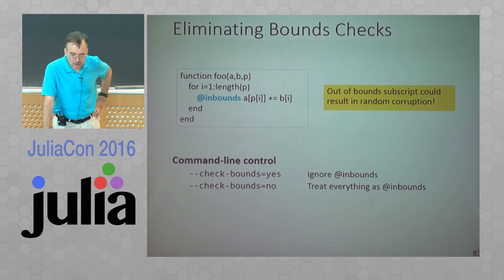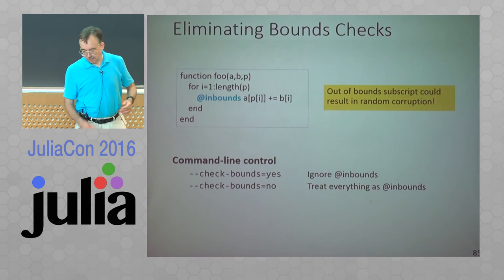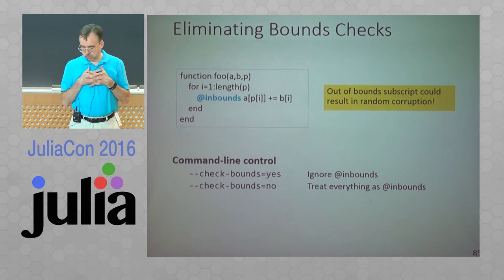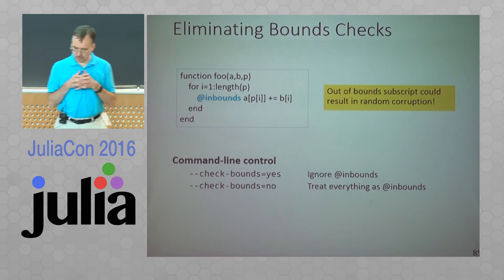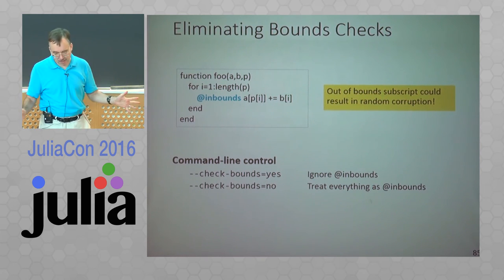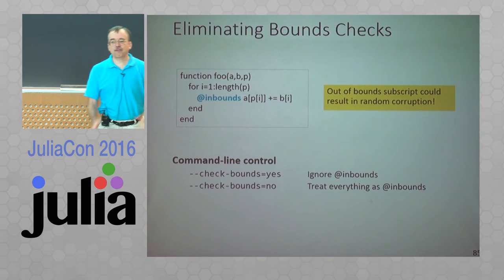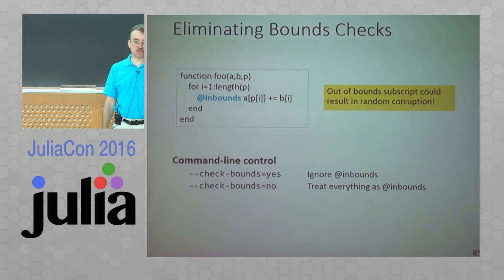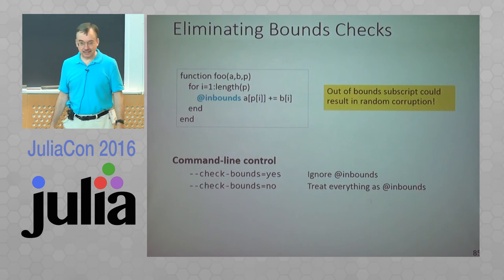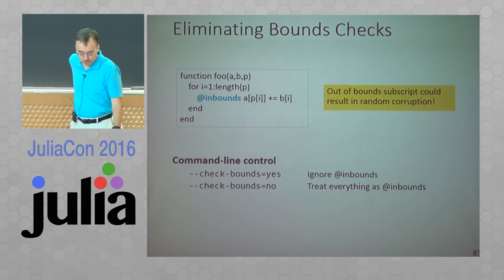And there are also command line controls that can flip things in both directions. Say check-bounds=yes. Wait, I don't like the way I've written that slide. Check-bounds=yes basically checks the bounds everywhere and just ignores the @inbounds command. So if you have code that's crashing, you think, oh gosh, maybe I messed up with the @inbounds and something really wasn't in bounds. You put check-bounds on the command line and do a run and see if you get any out of bounds exceptions thrown that you weren't expecting.